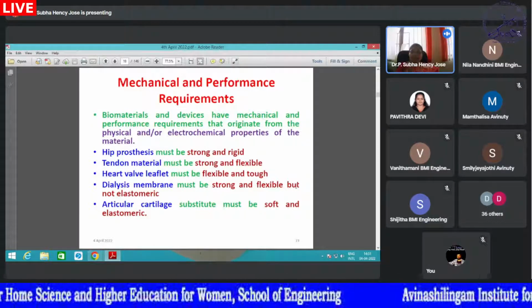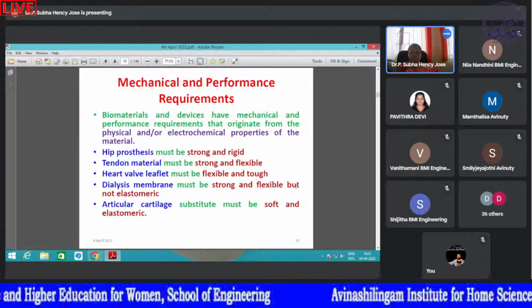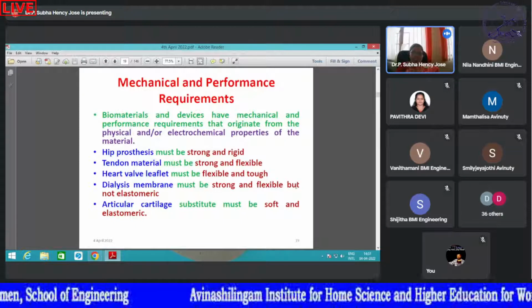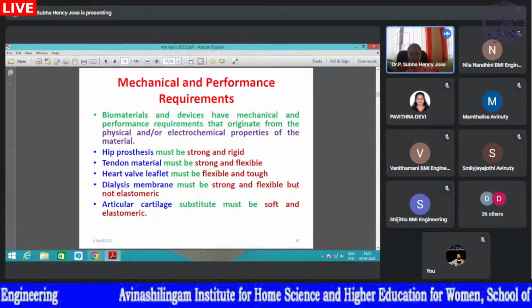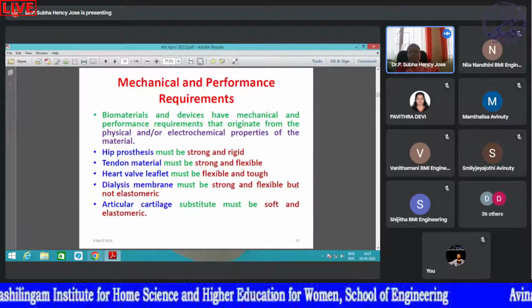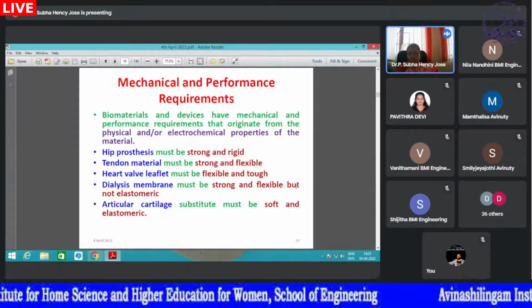And the dialysis membrane, you know about the dialysis membrane, it should be strong and flexible, but not elastomeric. It should not lose its shape when the liquid or something passes through it. And the articular cartilage should be soft and elastomeric.